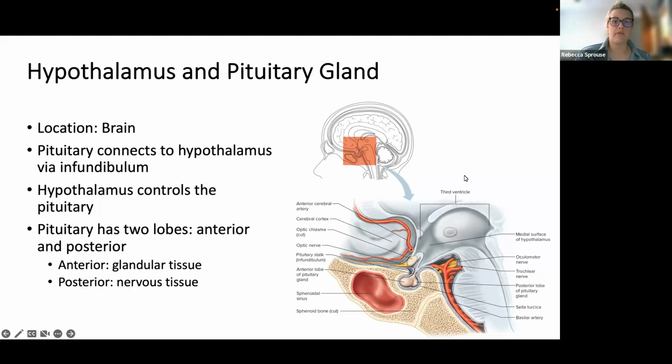And just to recap from histology, so anterior has a lot of glandular tissue, so it makes and secretes its own hormones. The posterior is mainly made up of axons coming from the hypothalamus here. So those hormones are made in the hypothalamus and they travel down the axons and are here in the posterior pituitary, and then that's where they're released.